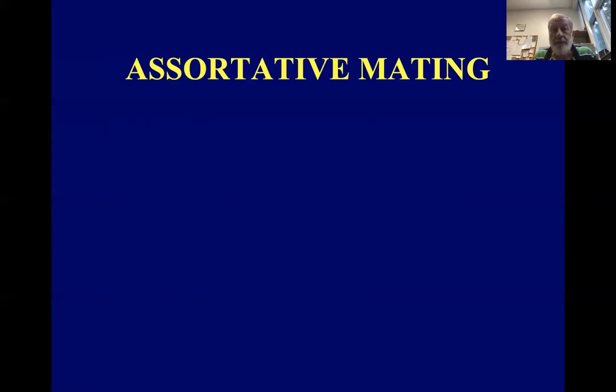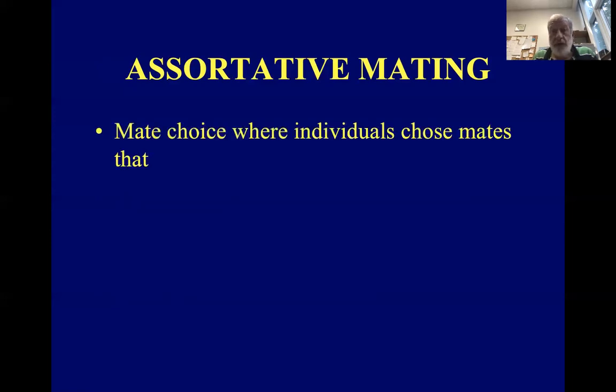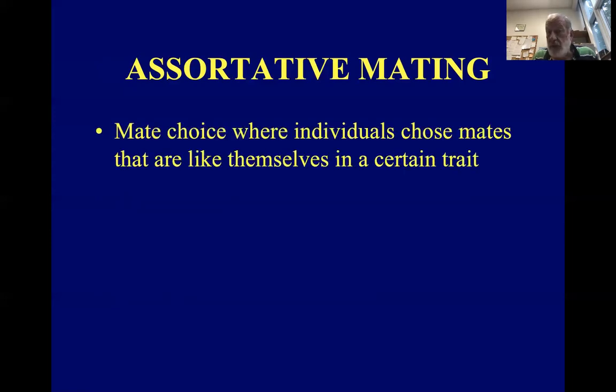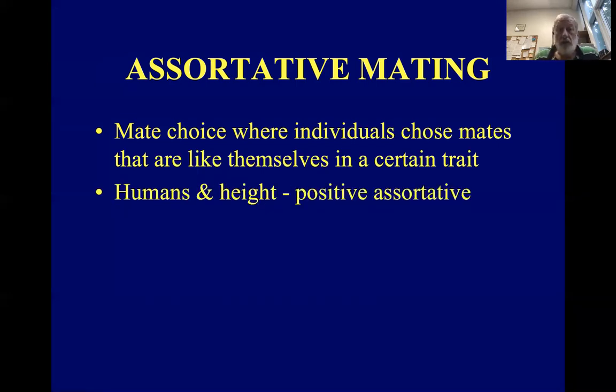So assortative mating, this is mate choice where individuals choose mates that are like themselves in a certain trait. In our species, it tends to be with height. So taller women prefer to mate with taller men. They say in the average couple, the man's about 10% taller than the woman.